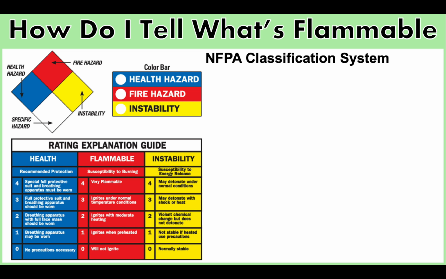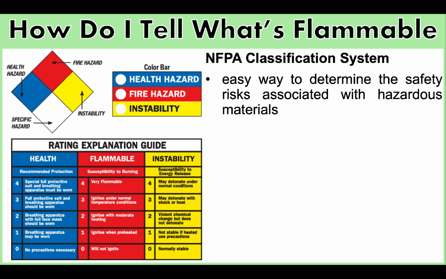Now, to determine a material's flammability, you have to refer to the red section of the diamond. So it says there, fire hazard. So a number in this section will indicate the flammability rating of a material. So the following number system is used to indicate flammability. Okay, so you have number 4, very flammable. Number 3, ignites under normal temperature conditions. Number 2 ignites with moderate heating.